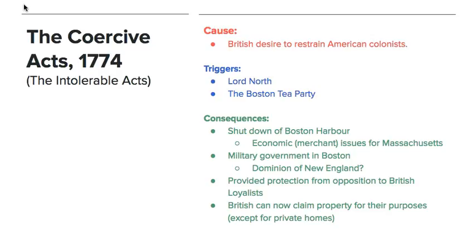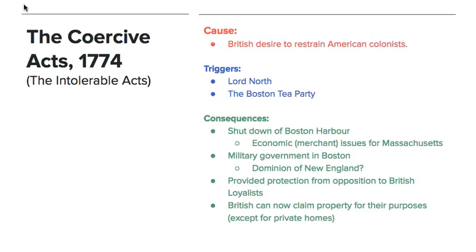Last time we looked at the coercive acts and we identified the cause, the triggers, and the consequences of the coercive acts, or if you're an American, the intolerable acts. We identified that the cause was mainly the British desire to restrain American colonists, and that restraint came in the form of removing certain natural rights from the people of Massachusetts.